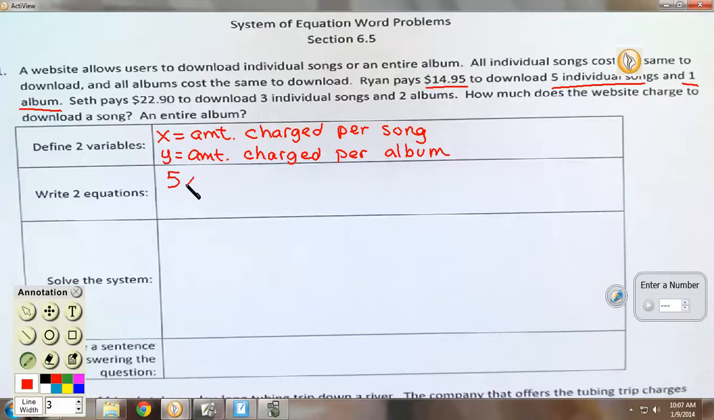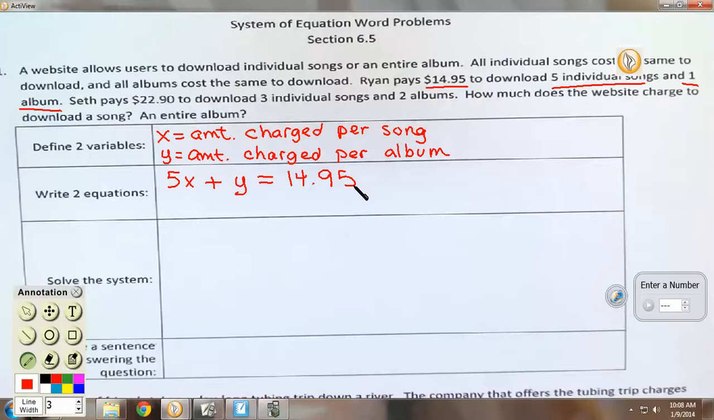So 5x plus he purchased some albums. How much is it per album? We don't know. Why? Well, how many albums did he purchase? 1. So how would I represent that? 1y or just y. How much total money did Ryan spend on the albums and songs? $14.95. That is the equation that represents how much Ryan spent.